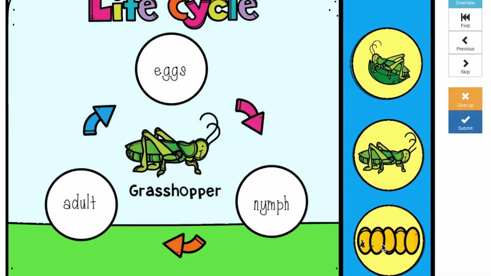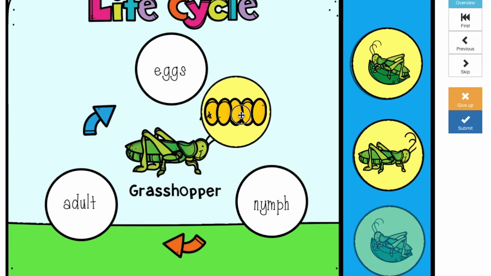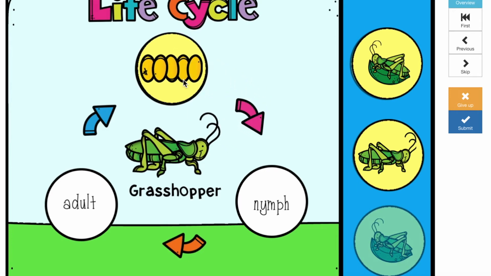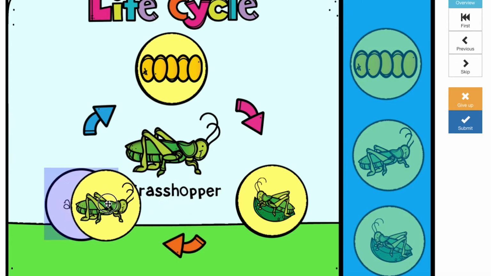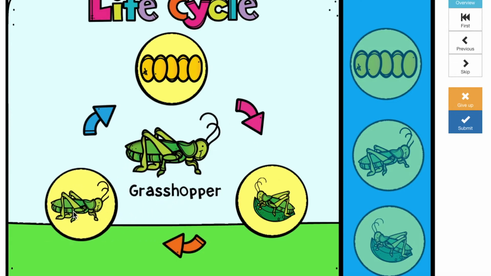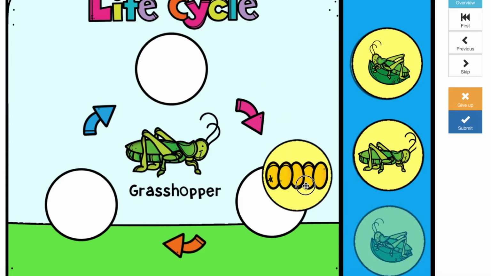The students are required to drag and drop pictures to the appropriate circle, eggs to eggs, nymph to nymph, and adult to adult. After placing the pictures in the circles, the students must press submit to check their answers. If the students hear a ring, they are correct. If they see a red line go through their circle, they are incorrect. Here is an example.